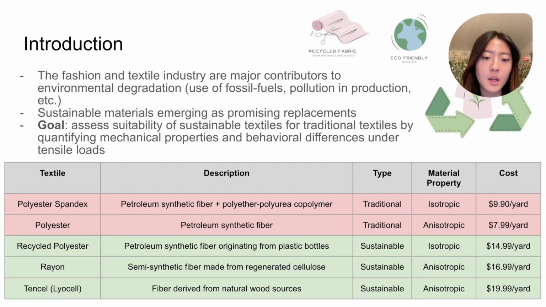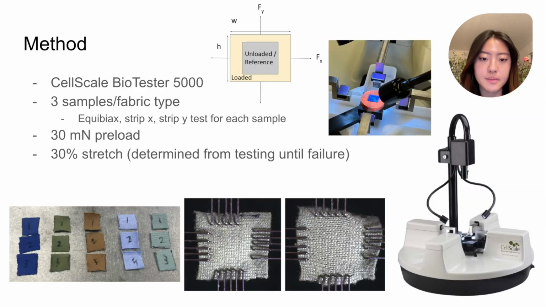tensile loads. For our experiment, we focused on five fabric types, with polyester and polyester spandex as our traditional textiles, and recycled polyester, rayon, and tencel fabrics as our sustainable alternatives.